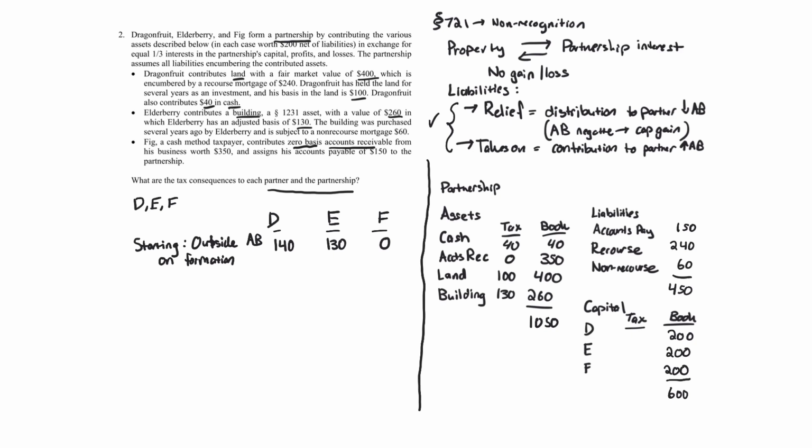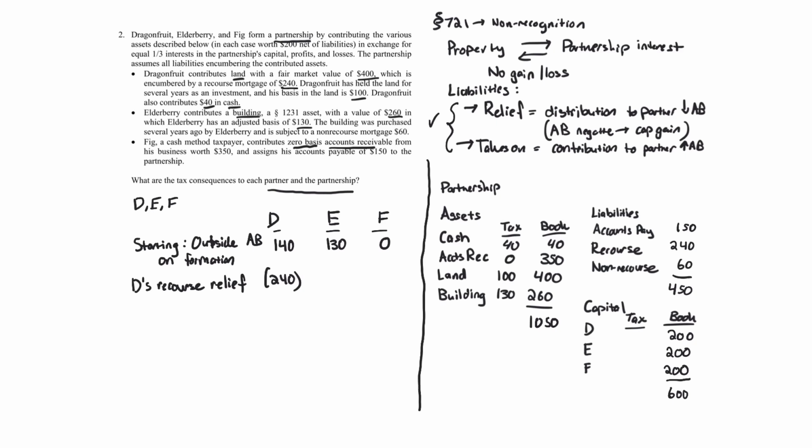Next, we're going to take into account the liabilities. Let's start in order of D's liability. So we have D's recourse relief. So the amount of the liability that D has relief for is $240. So we put negative 240 because it's providing relief, right? Relief is a distribution to the partner.